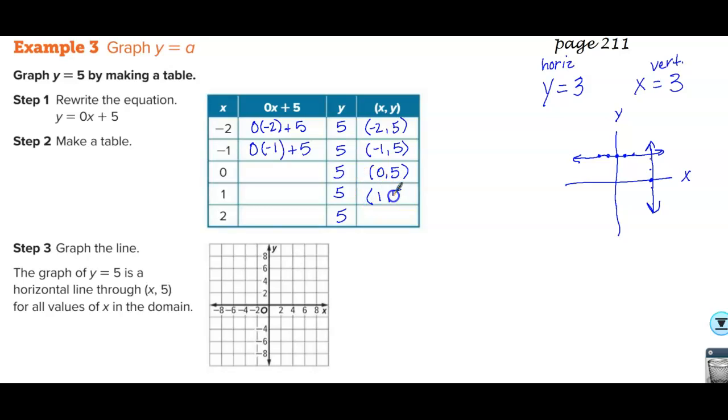Okay, (1, 5) and (2, 5). And when you go to graph this, (-2, 5). They would have to give us this 2 for thing. (-1, 5), (0, 5), (1, 5), (2, 5). You can see we're getting a horizontal line at y equals 5.